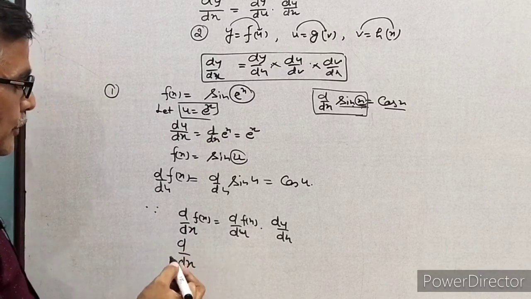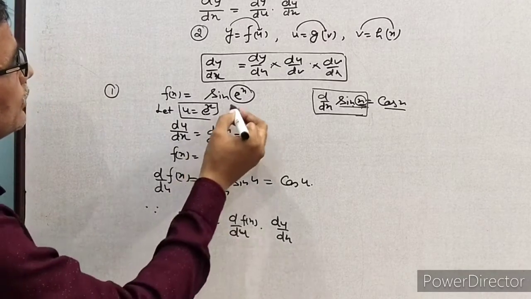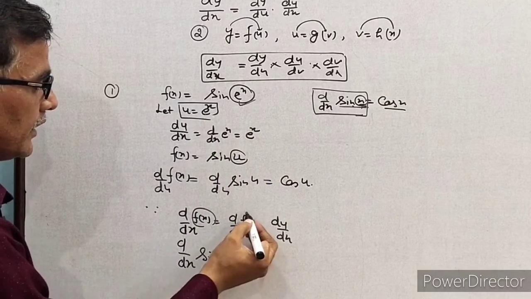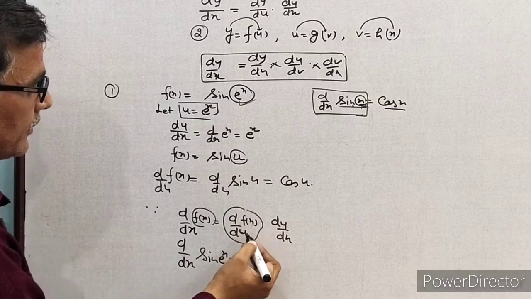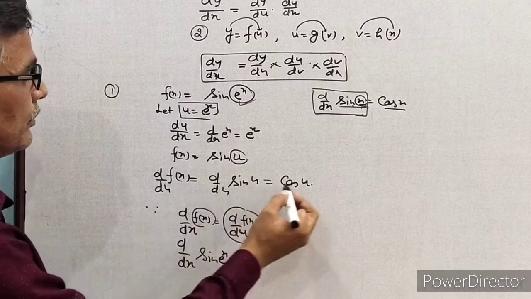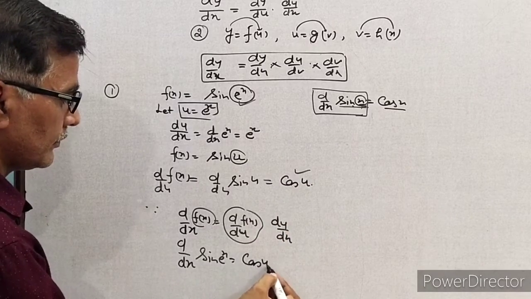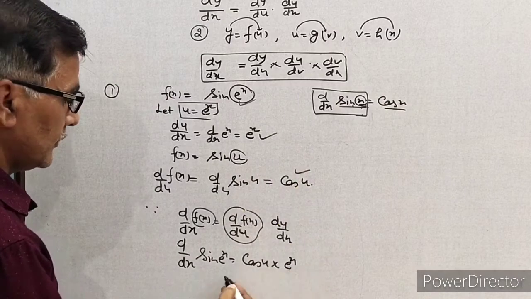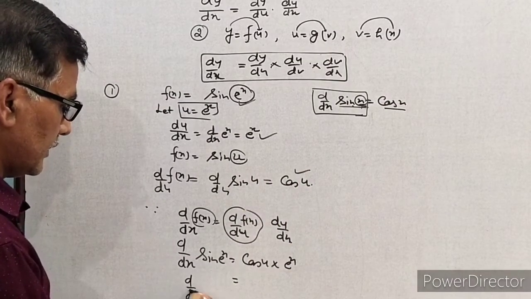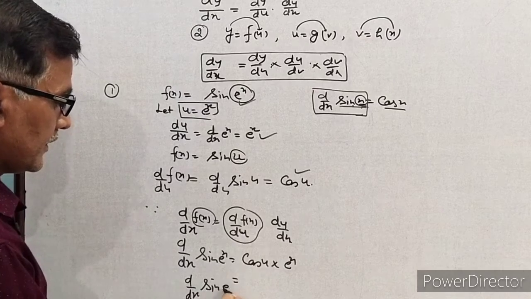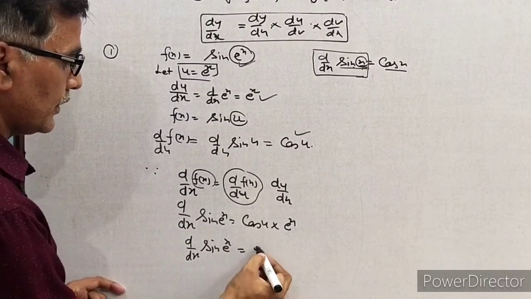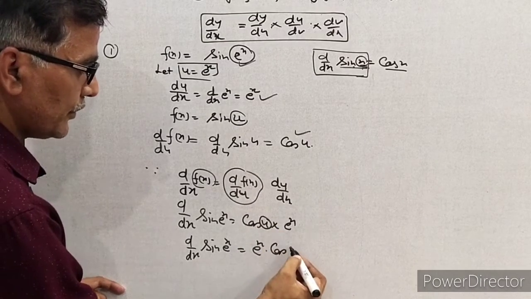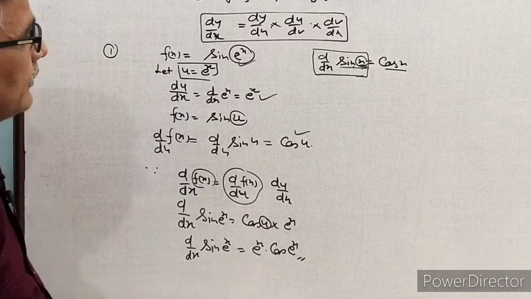Now replace the values. We can put here f(x) is equal to sin(e^x), and d f(x) upon du is equal to cos u, and du over dx is e^x. So the final result is the derivative of sin(e^x) is equal to e^x cos u, and now we can again replace u by e^x, and this is the final result.